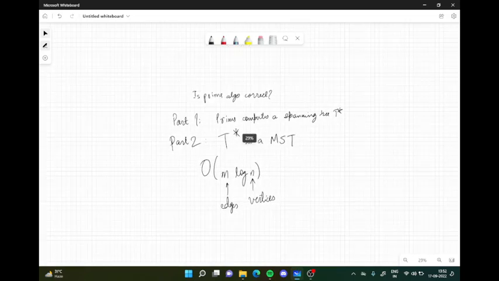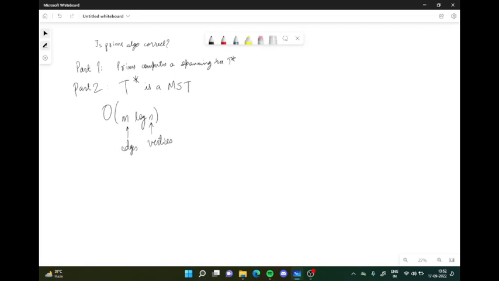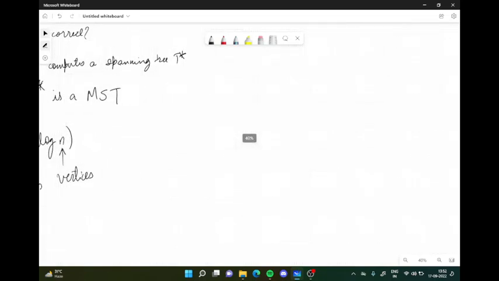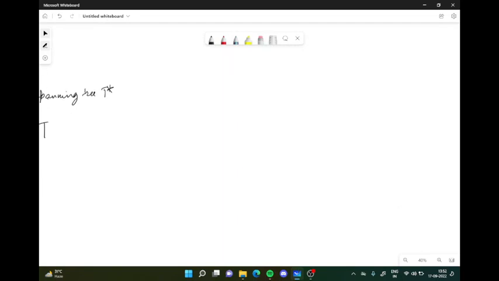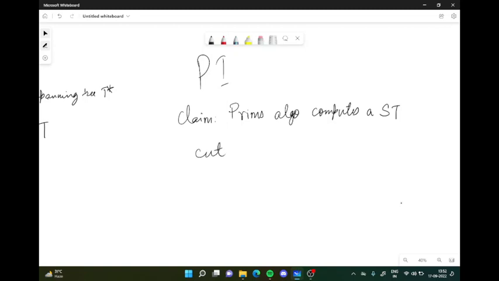All right. So let's look at this. Part one. This is what we are wondering now. My claim is that Prim's algorithm computes a spanning tree. So let's define something. Let's define a cut. A cut of a graph (V, E), vertices and edges. This is the graph. A cut of this graph is a partition of V into two non-empty sets.